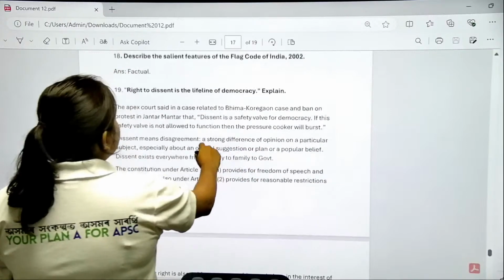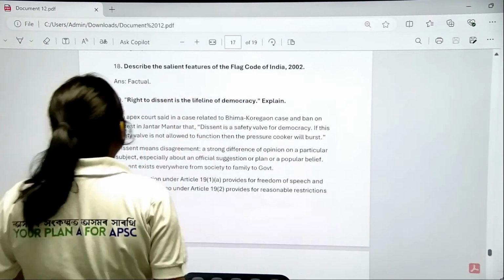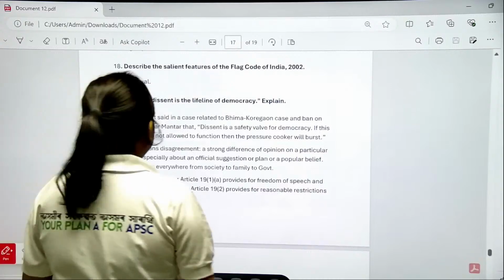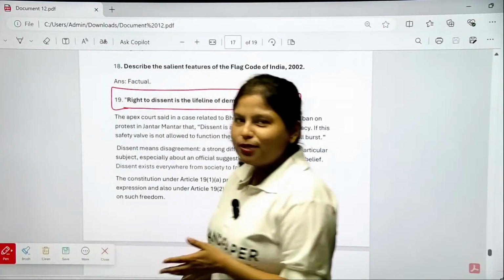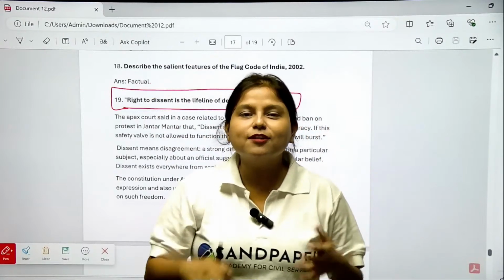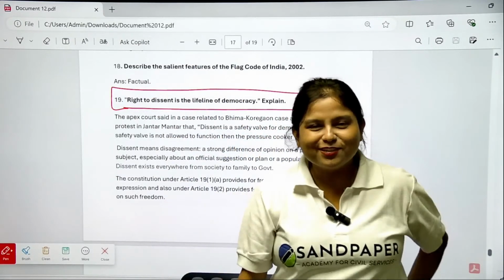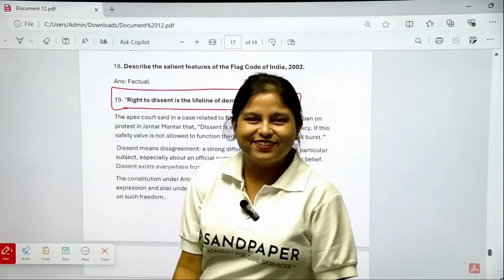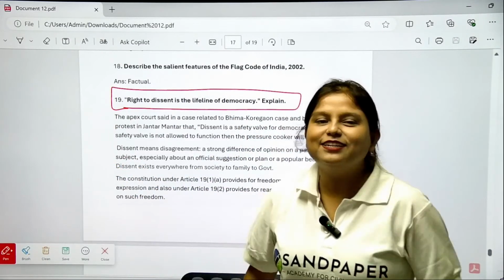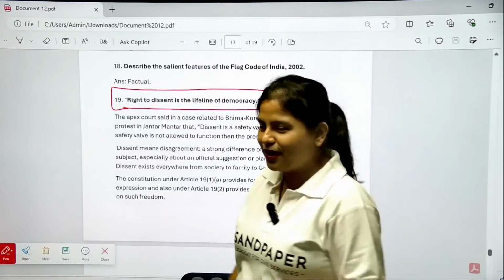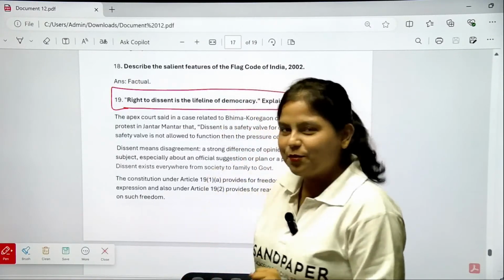Salient features of the flag code in India, factual, you didn't get it. Right to dissent. We did not ask this question, but when we hired our content writing team, we gave this topic, right to dissent, and people wrote very beautiful articles because it was current affairs. We knew that this thing was about to come, although we didn't write it in the question paper.